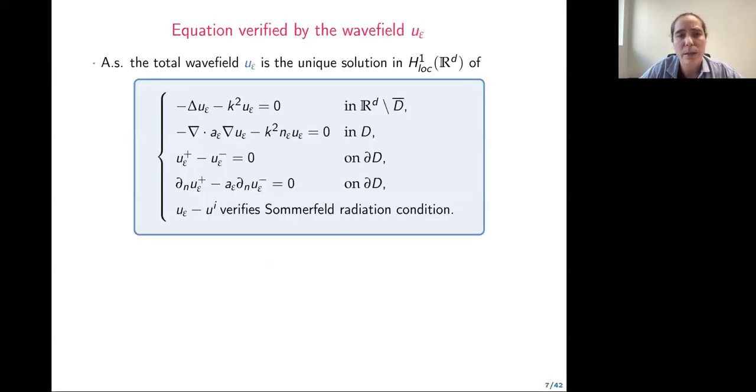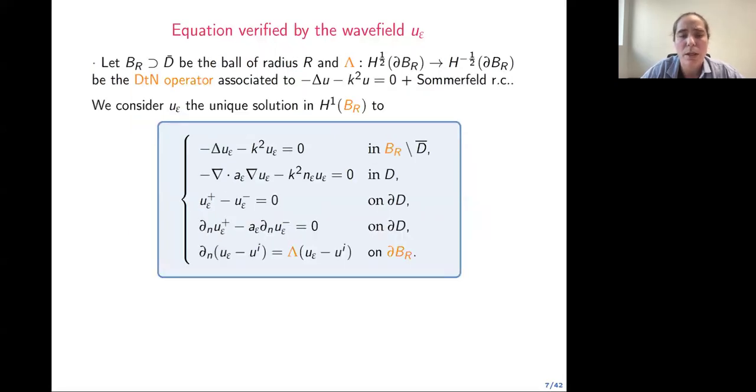If we write what the total wave field verifies, it's the unique solution in H1 loc of the following equation. You see that you have Helmholtz equations outside of D with parameters 1 and 1. Then you have the Helmholtz equation with parameters A epsilon and N epsilon inside D. You have transmission conditions on the boundary of D. And of course, the scattered field verifies a radiation condition.